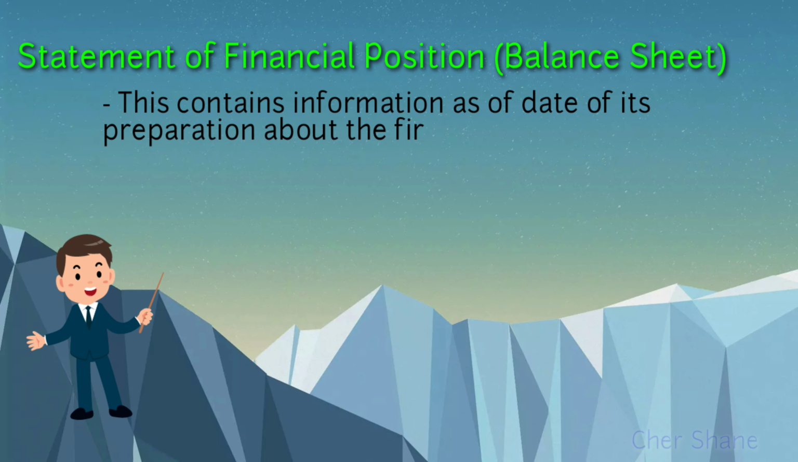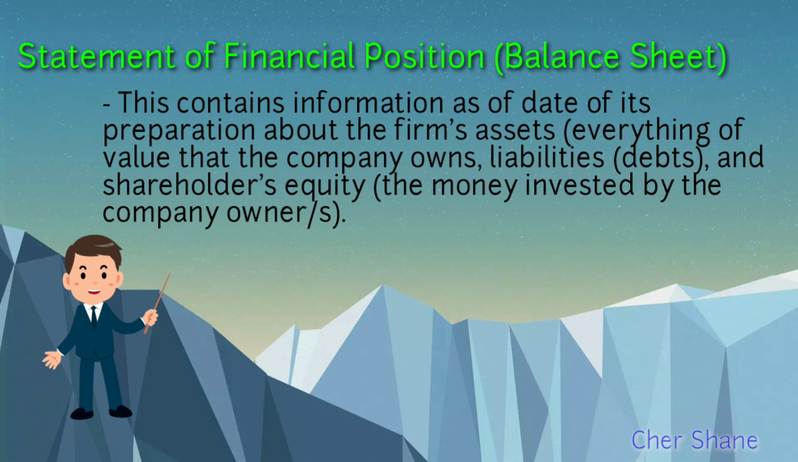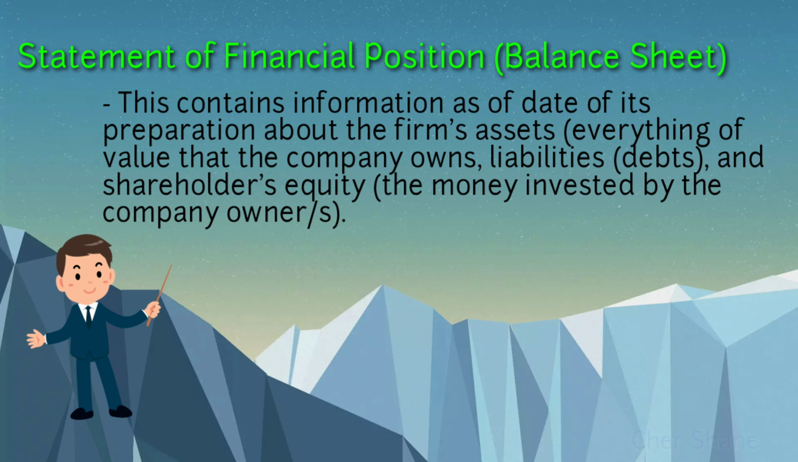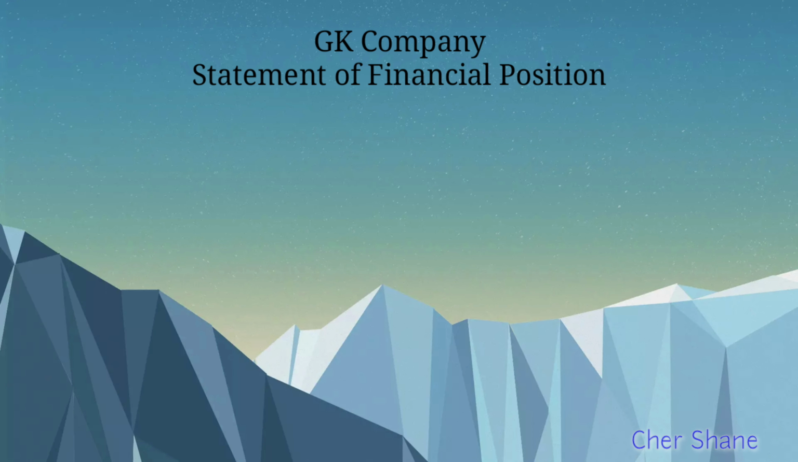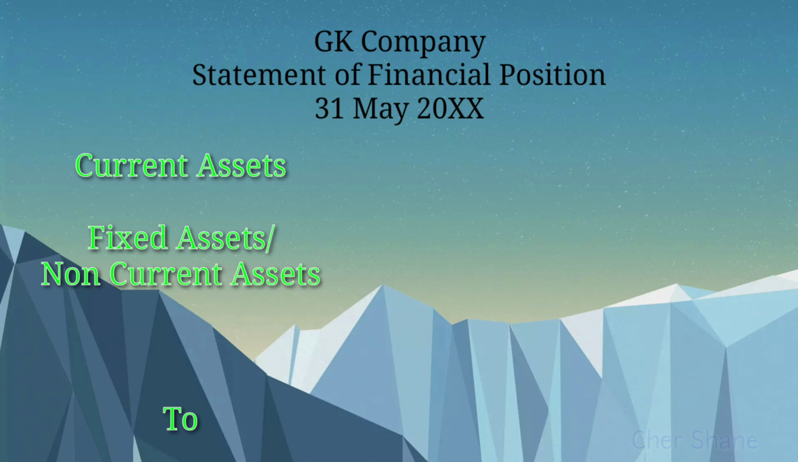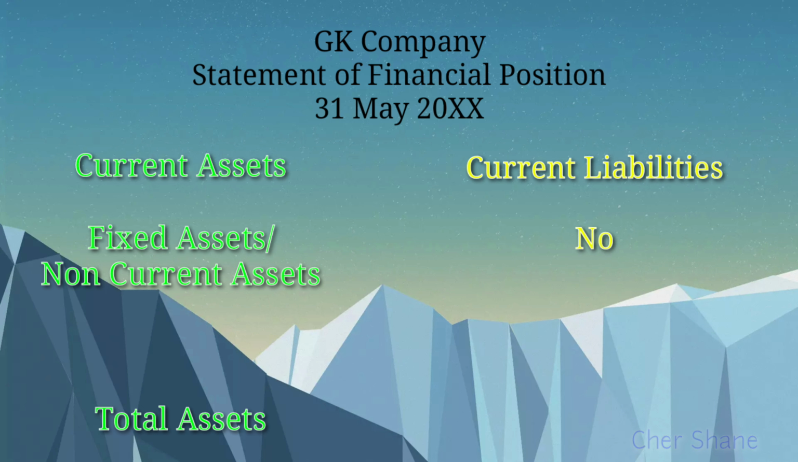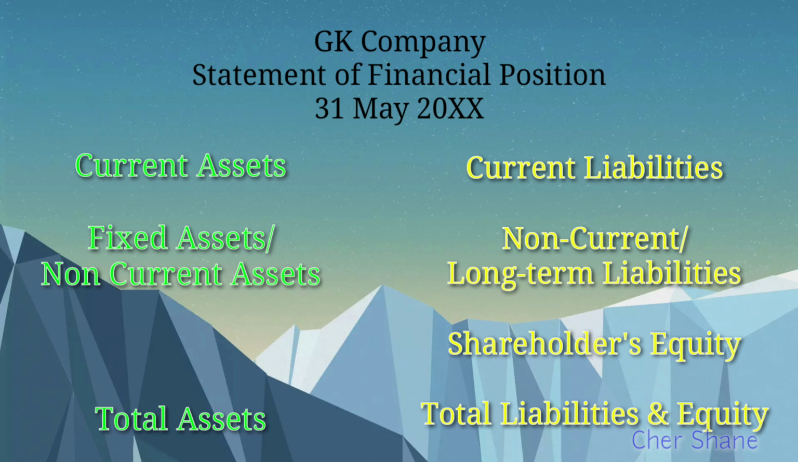Alright, so let's talk about Statement of Financial Position or the balance sheet. This contains information as of date of its preparation about the firm's assets, liabilities, and shareholders' equity. It is an important part of a complete set of the financial statements of an entity as it provides its users a picture of a business financial position within a specific period. We can evaluate and track the financial metrics of the business entity with this document. It shows the business assets and how these assets are financed.